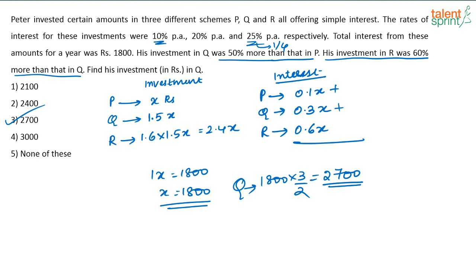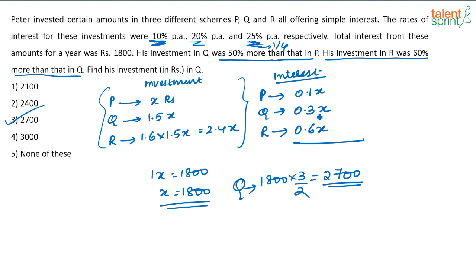So Sony says, ma'am, please once again. Sony, see, what is the investment of the 3 people? P is investing X rupees, Q is investing 1.5x rupees, and R is investing 2.4x rupees. Now, for 1 year, the interest rate is also given here, right? So what is the interest that P gets?